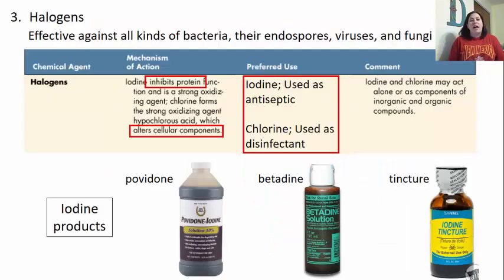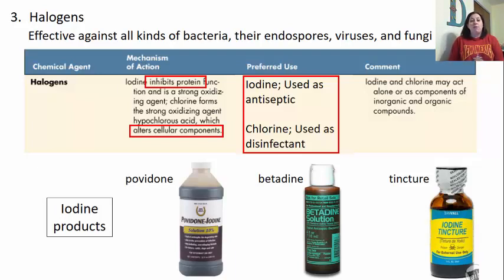The next group are the halogens. The halogens are effective against all kinds of bacteria. They also are effective against their endospores, viruses, and fungi. The main thing that these do is inhibit protein function.